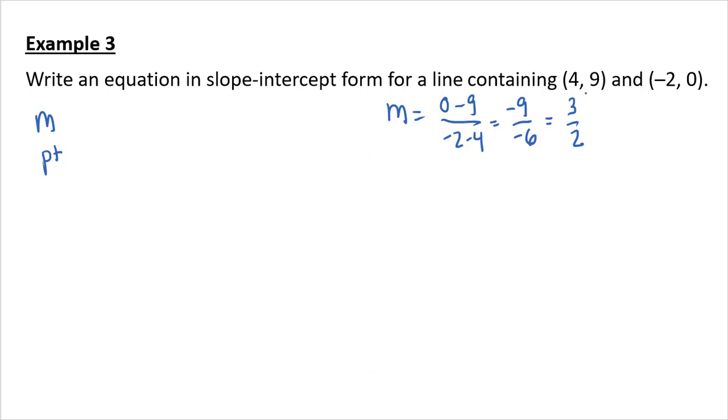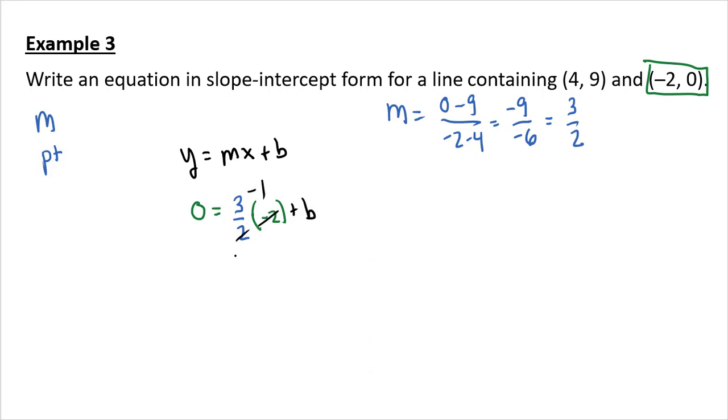And then we have our point. Pick one of these 2 points. I'm personally going to pick this negative 2, 0, just because one of my coordinates is 0. And I plug into y equals mx plus b. So y is equal to 0. M is 3 halves. X is a negative 2 plus b. So that simplifies to be a negative 3. So I have 0 equals negative 3 plus b. B is equal to 3.